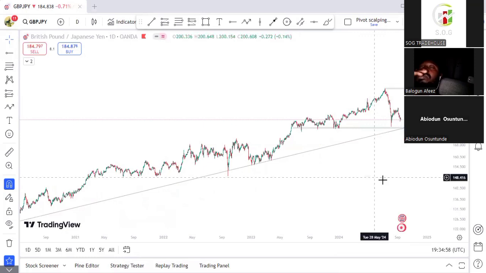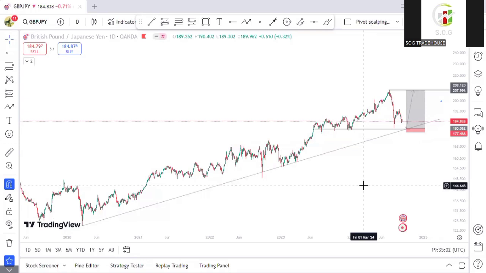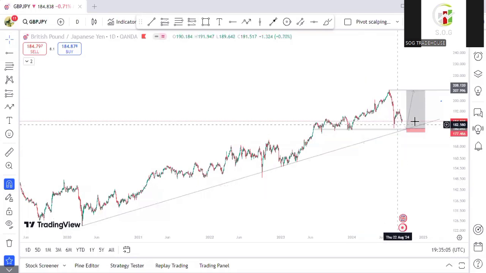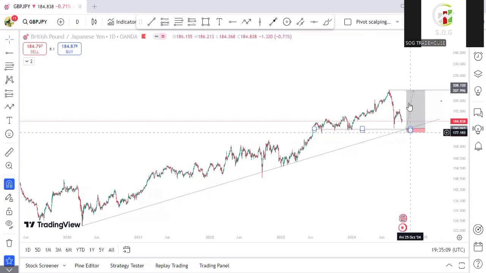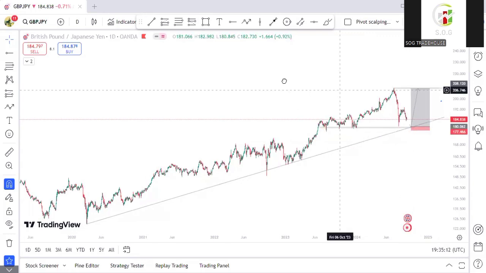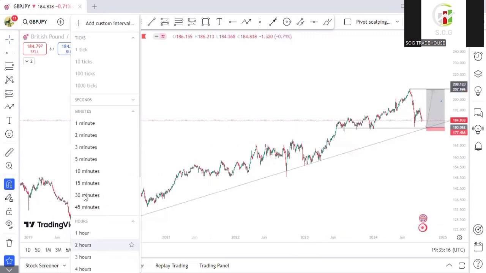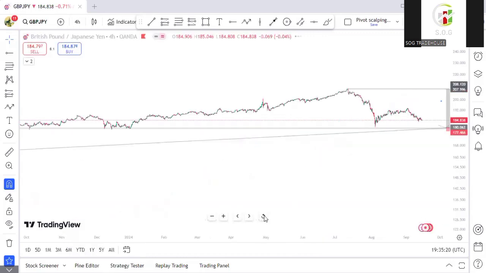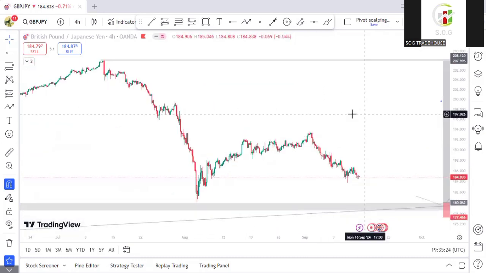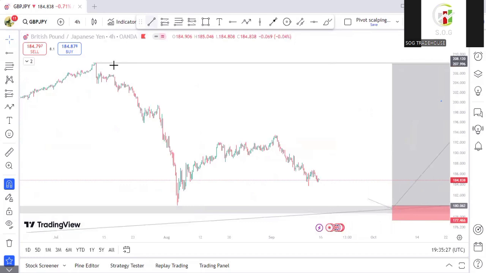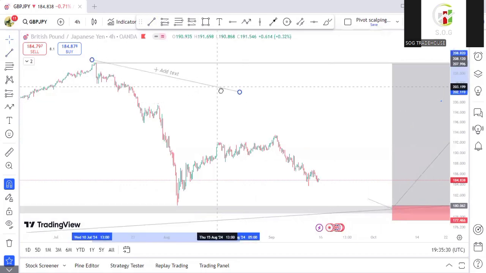So like I said on the last call, trading is 90% waiting and 10% execution. So on GBPJPY, I would advise you to wait for the market to come back to this trend line before thinking of executing any trade to the upside. But if we go down to the 4-hour time frame, let's see what's happening there. Currently on the 4-hour time frame, I don't think there's any entry point on GBPJPY.